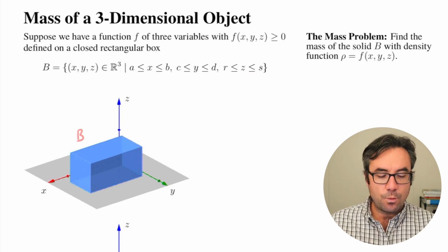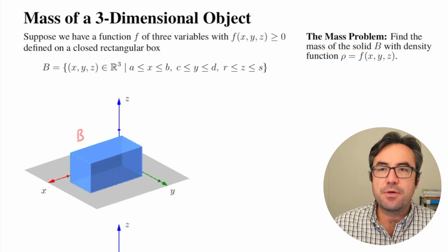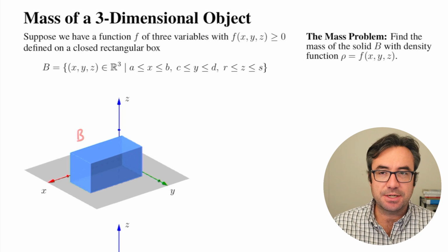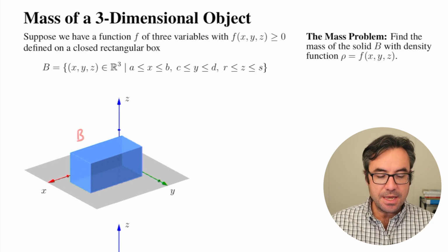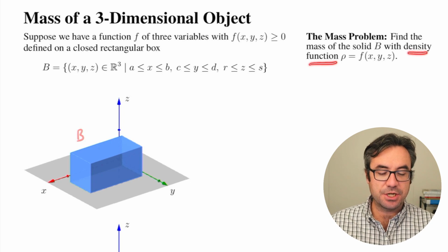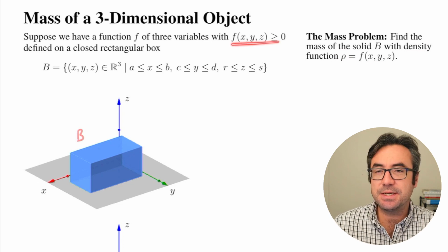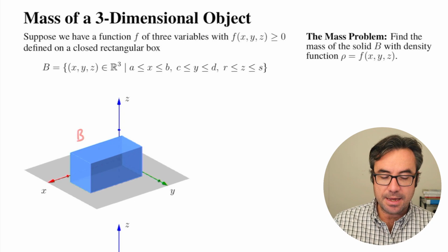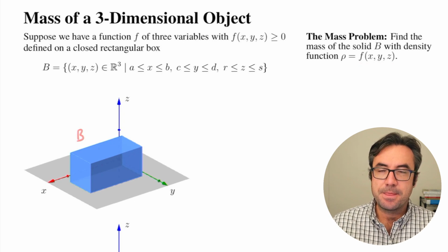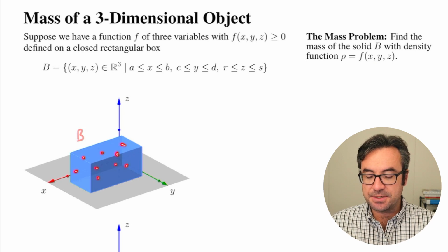And the question is, we want to find the mass of this object. And the idea here is we're going to have a density function, rho, equal to f of x, y, z. And f of x, y, z is going to be non-negative, so greater than or equal to 0. And this function, conceivably, is going to give us different densities based on where we're looking in our solid.